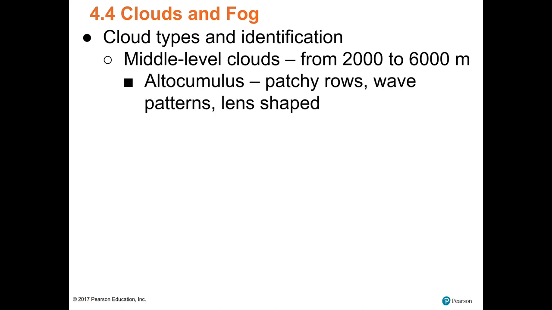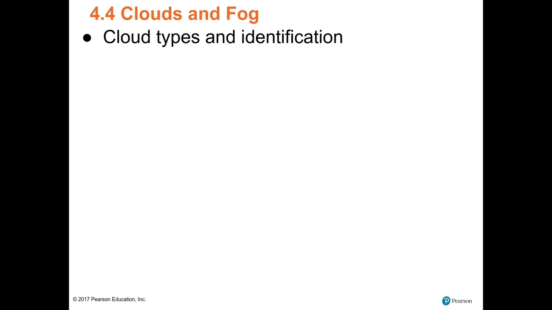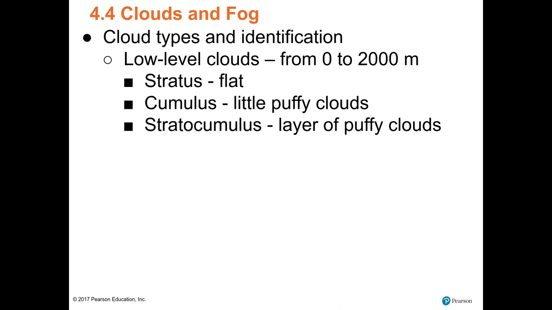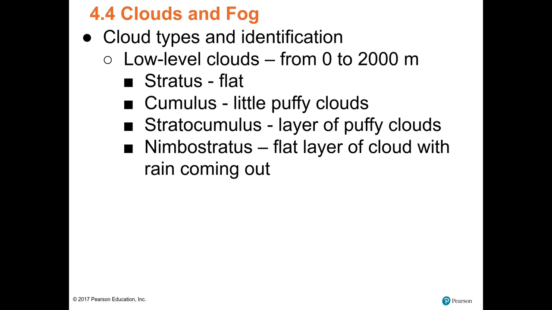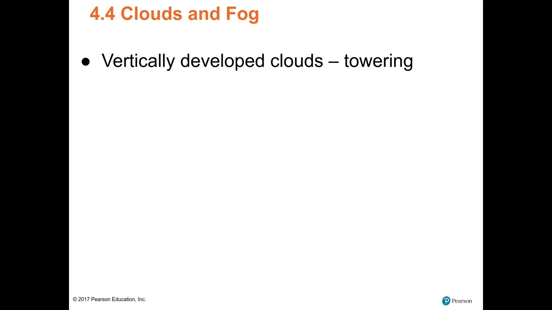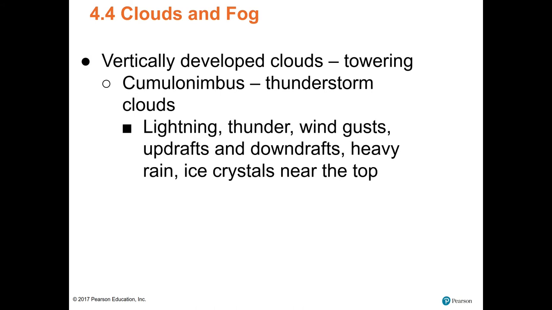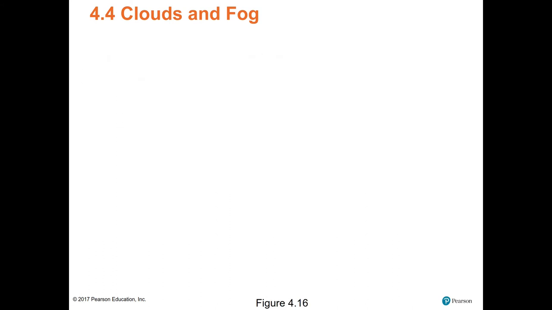The mid-level clouds: altocumulus, mid-level puffs, and altostratus, a mid-level flat layer. The low clouds, you've got your flat stratus, little puffy clouds, the cumulus, also sometimes called fair weather cumulus. Stratocumulus, a layer of puffy clouds, and then nimbostratus. The word nimbo means rain, so a flat layer with rain is nimbostratus. And then there's the vertically developed clouds, cumulonimbus. Cumulonimbus literally means pile of rain, so those are the big thunder clouds. Lightning, thunder, wind gusts, updrafts, downdrafts, heavy rain, ice crystals, they're very exciting.